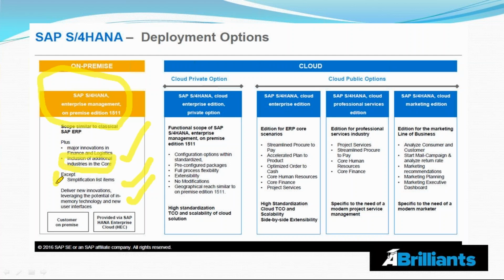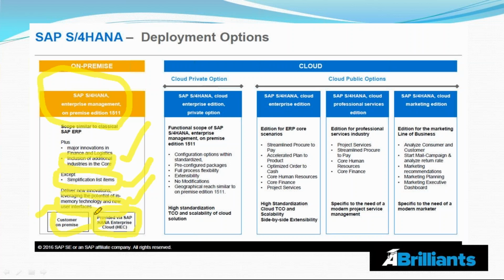Now, there is a simplification list, which means there is a prerequisite list of items to be used in order to handle our on-premises version. Delivering new innovations, leveraging the potential of in-memory technology and the new user interface. For the in-memory technology and new user interface, there were customer premises and there was a cloud-based premises approach.